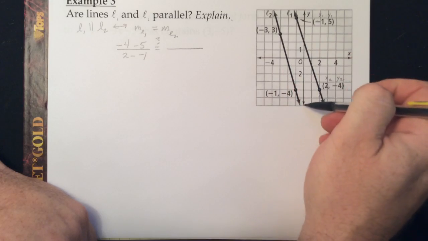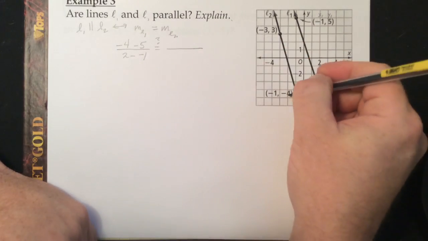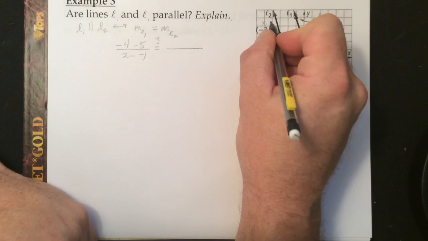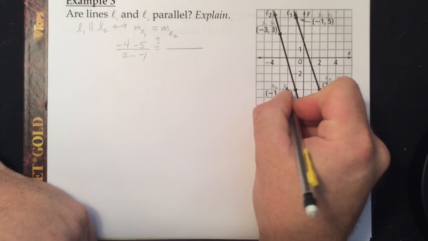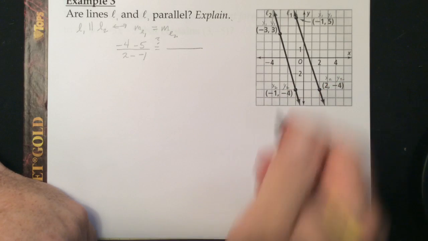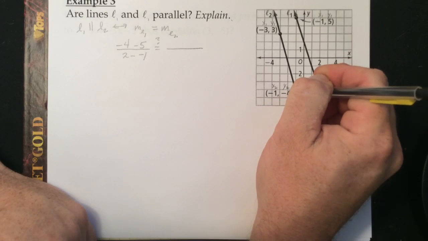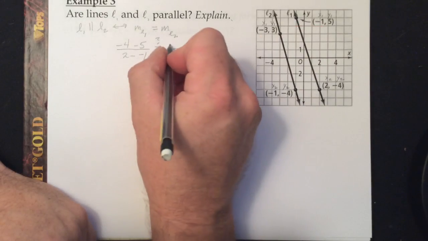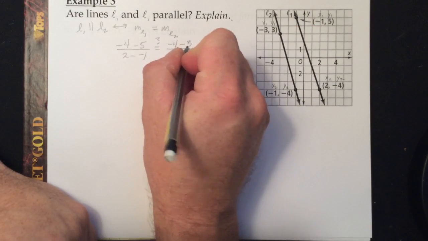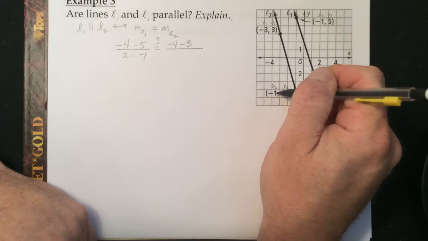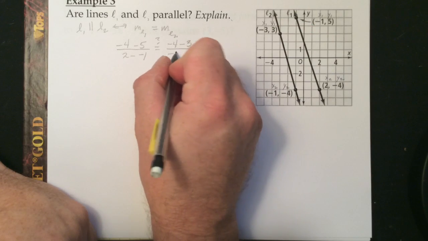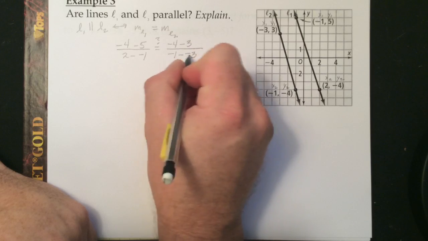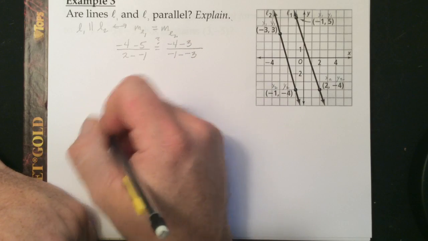Here's line 2. I'm going to let this be my first point, this be my second one. So this would be x1 and y1, and down here, this would be x2 and y2. Finding the slope using the formula, y2 minus y1, we have negative 4 minus 3, over, back over to the x coordinates, starting with x2. x2 minus x1 would be negative 1 minus negative 3. Be careful with those double negatives. Make sure you account for them.